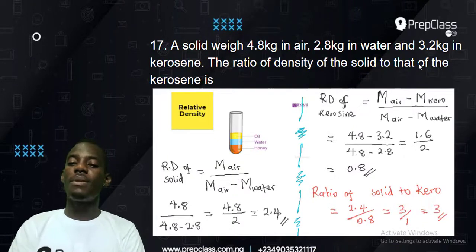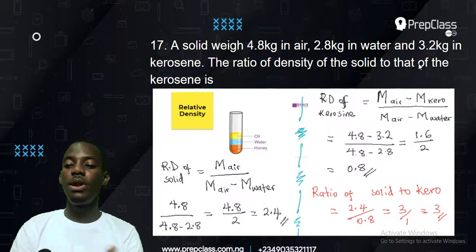Now the mass in air is 4.8 minus the mass of kerosene, 3.2, over mass in air 4.8 minus mass of water, which is 2.8. If I subtract the top, I'll get 1.6. Below, I'll get 2. 1.6 divided by 2 is 0.8.